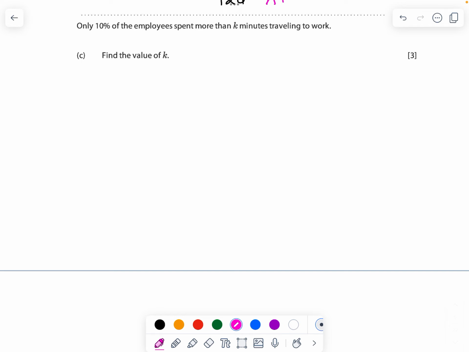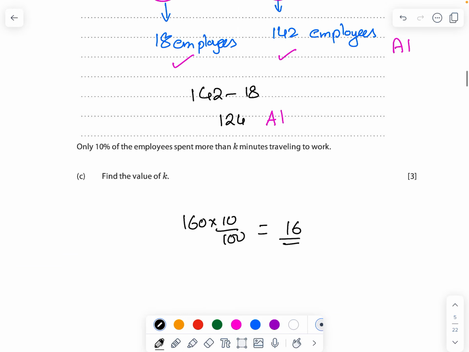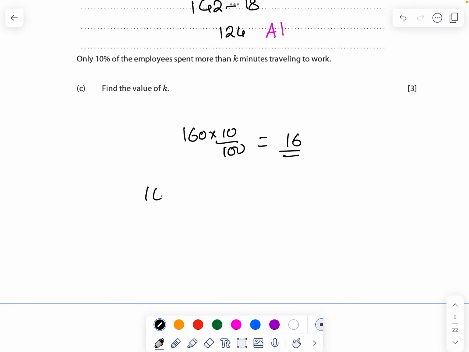Only 10% of the employees spend more than k minutes to travel to work. So 10% of the employees, 160 times 10%, which is going to be nothing but what? 16. So there are 16 employees in the top 10%. So 160 minus 16. So what am I going to write out? There are 16 employees in the top 10%.